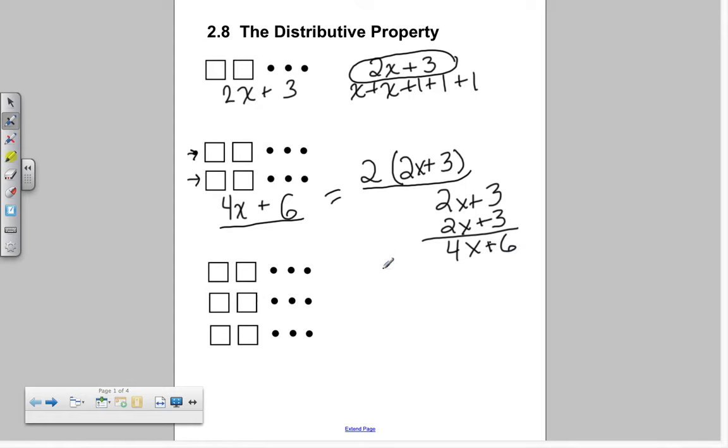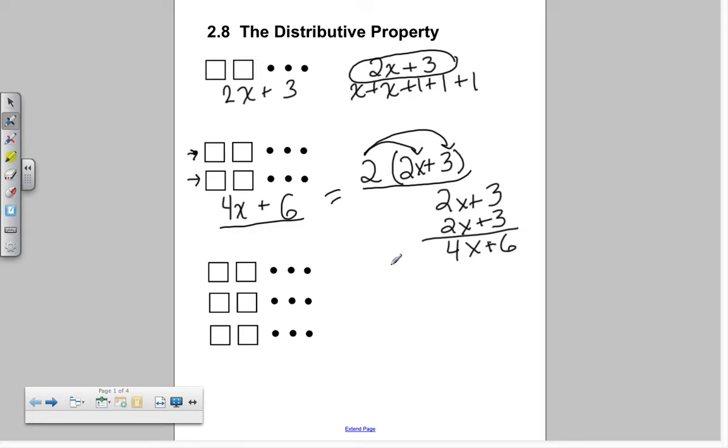Right. Okay, another way to look at this would be, I have 2 groups of this, so what if I multiplied 2 times 2x? Well, 2 times 2x, or 2 groups of 2x, gives me 4x. 2 times 3 is 2 groups of 3, or 6. So I could use multiplication to do it, which is in fact the distributive property, making that connection.